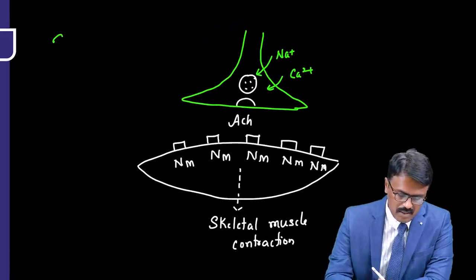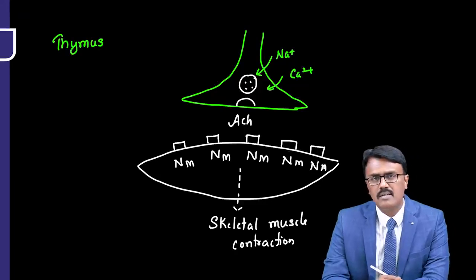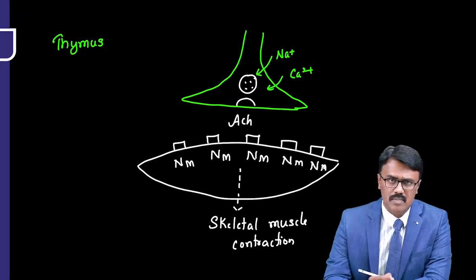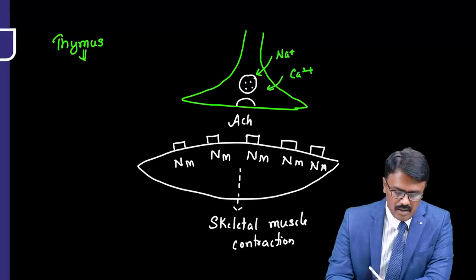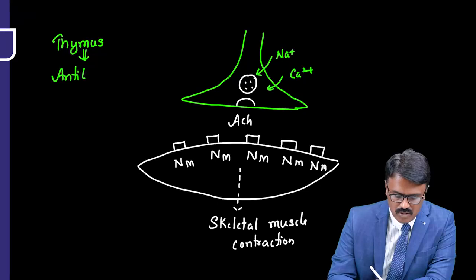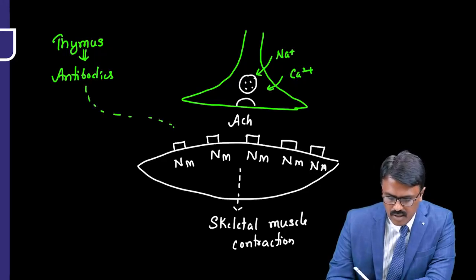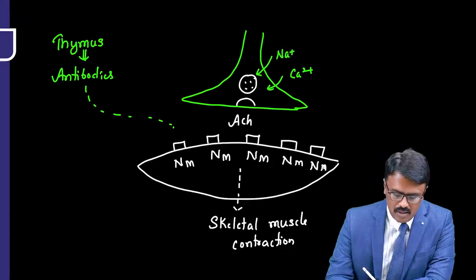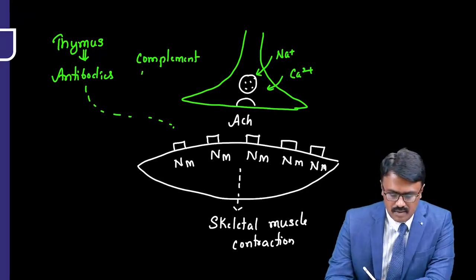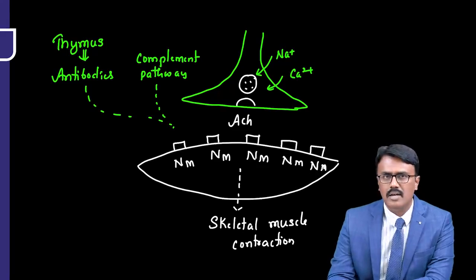The problem is the thymus. So in certain people, the thymus is active, and the thymus contains muscle cells, and because of that, the muscle cells also contain the nicotinic receptor, that is NM. Because of that, the nicotinic receptor acts as an antigen, and the thymus starts producing antibodies towards the nicotinic receptor. So these antibodies will come and attack the nicotinic receptor. Not only that, there is activation of the complement system. The complement pathway gets activated, and that is also responsible for triggering these antibody induced reactions.